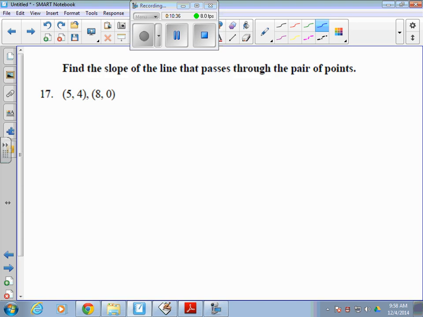17 says find the slope through the pair of points. Well, you needed your slope formula. M is the change of y sub 2 minus y sub 1, or the rise, over the change of x sub 2 minus x sub 1, or the run. Easiest way to do it, label them all.